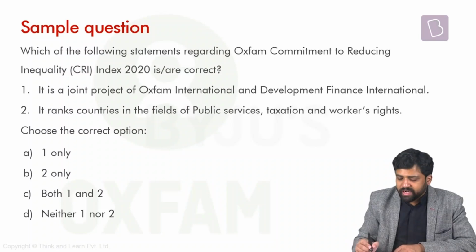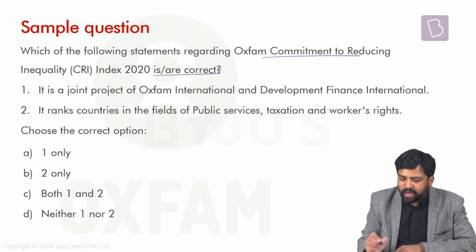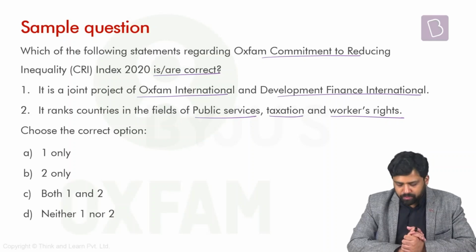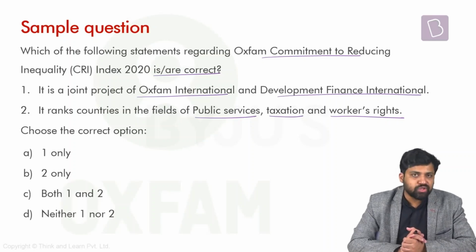Let's look at one question. Which of the following statements regarding Oxfam's Commitment to Reducing Inequality index is correct? One, it is a joint project of Oxfam International and Development Finance International. Two, it ranks countries in the field of public services, taxation, and workers' rights. So choose the correct option: one only, two only, both one and two, neither one nor two. So you can pause the screen, think about both options, and then answer it. It can take 30 seconds for this.